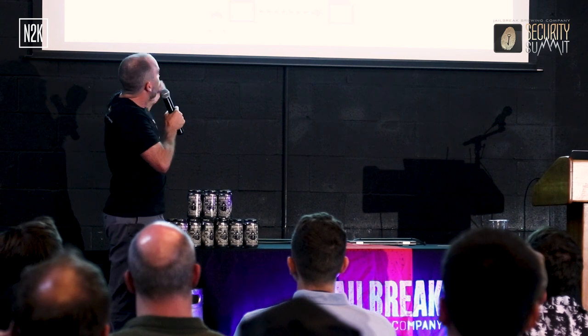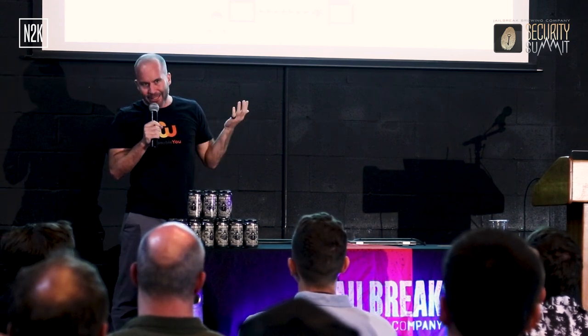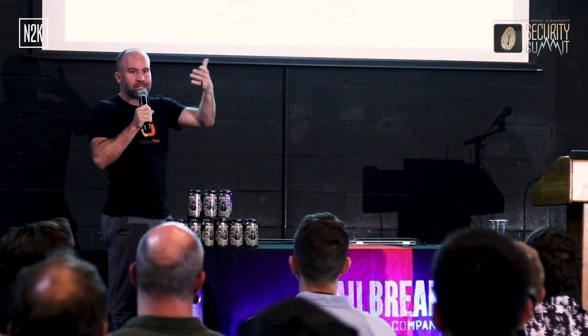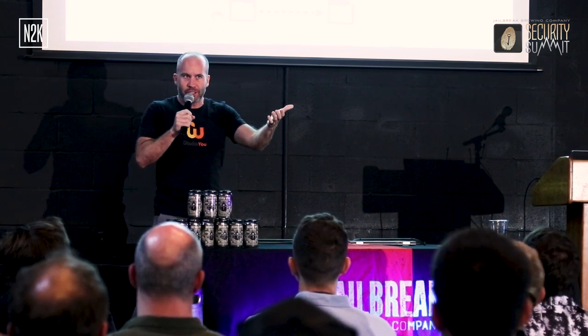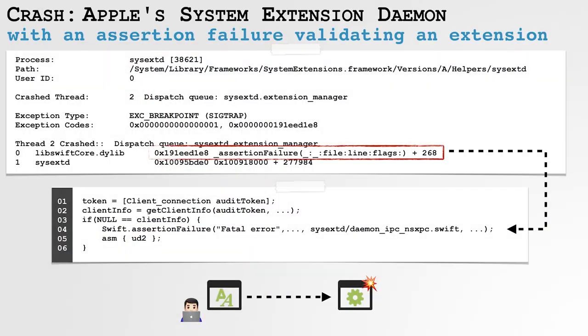Okay, so what happened here? I was writing a system extension. I messed something up, as I do a lot, apparently. And when I submitted my request to the system extension daemon to load my extension, it crashed. And I was like, odd. So if we look at the crash report, we can see that it's in the system extension daemon. We can also see the user ID is 0, which means it's running as root, always interesting.